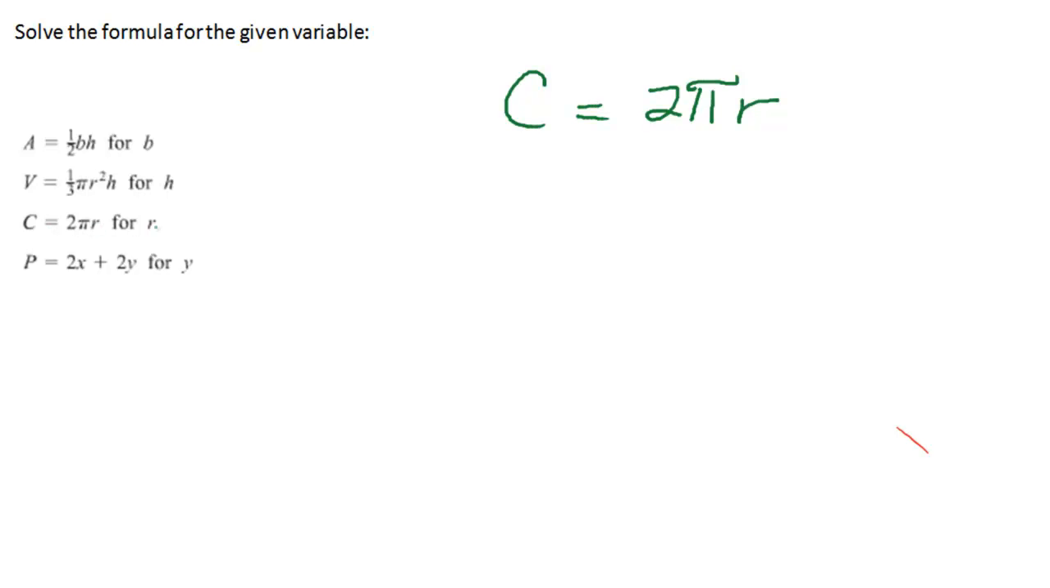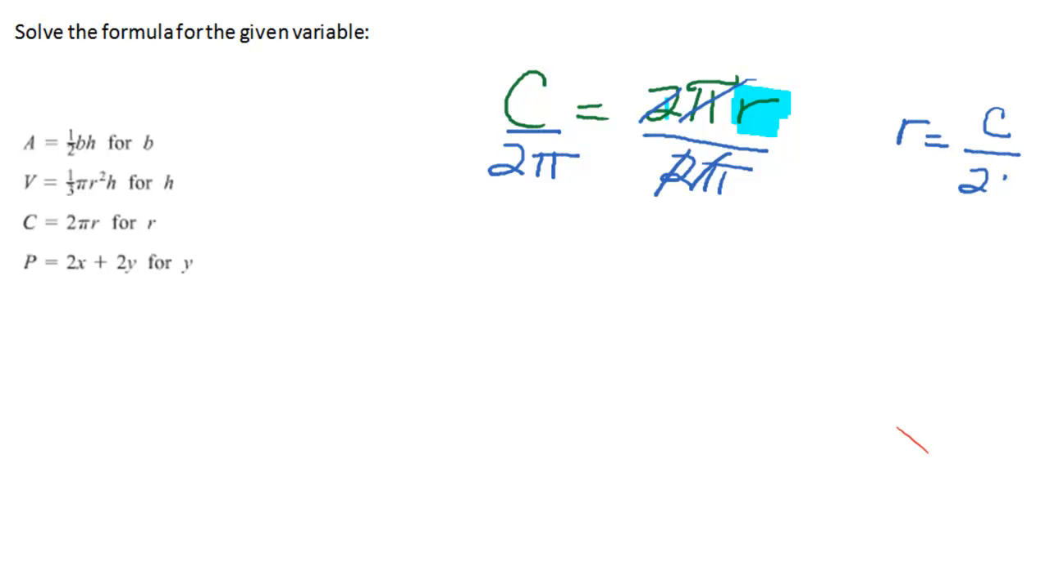This time we have the formula for the circumference of a circle. C, circumference, equals 2 pi times r, where r is the radius of the circle. And we are going to solve for that radius, for r. So we want to isolate r on one side. So we've got to get rid of the 2 pi. These are multiplied times the r, so we're going to divide both sides by 2 pi. Cancels on the right, leaves us r. And so our new formula: r equals C divided by 2 pi.